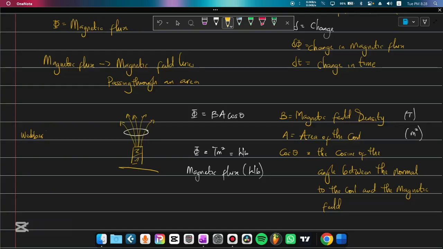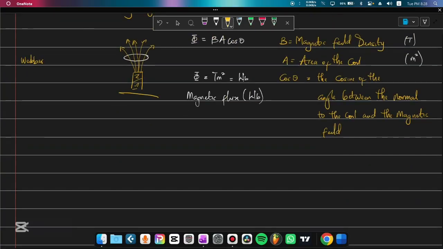So, the magnetic flux of the magnetic field is just the product of the magnetic field times the area of the coil times the cosine of the angle between the normal to the coil and the magnetic field. What is the normal to the coil? It's the perpendicular line to the coil. Imagine I have a coil looking like this. So this is a coil. Now, the normal to the coil is this perpendicular line to the surface of the coil.